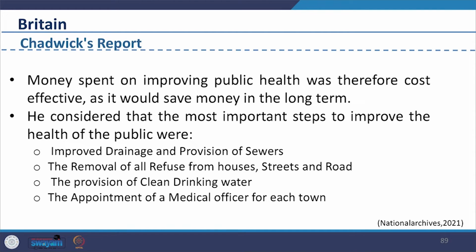He considered that the most important steps to improve the health of the public were improved drainage and provision of sewers, the removal of all refuse from houses, streets and roads, the provision of clean drinking water, and the appointment of a medical officer for each town. After much campaigning by the Health of Towns Association and another severe outbreak of cholera in 1848, the government was forced to act, and the Public Health Act of 1848 was passed. The act as it was passed was not perfect, but was an important step forward.